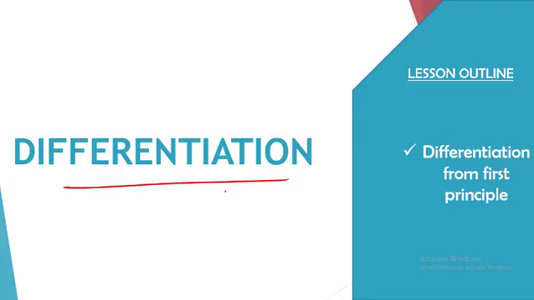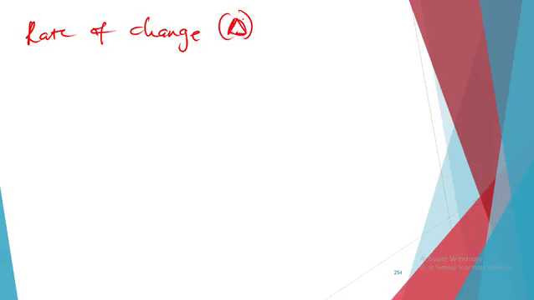Welcome back. Our main focus today will be on differentiation from the first principle. Differentiation from what? First principle. So let us start with the definition of the term differentiation. Differentiation deals with the rate of change of one quantity relative to another at some particular point.